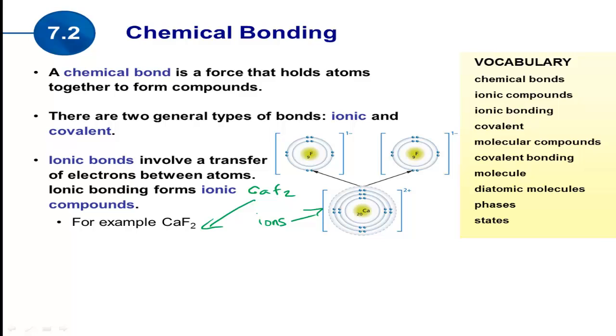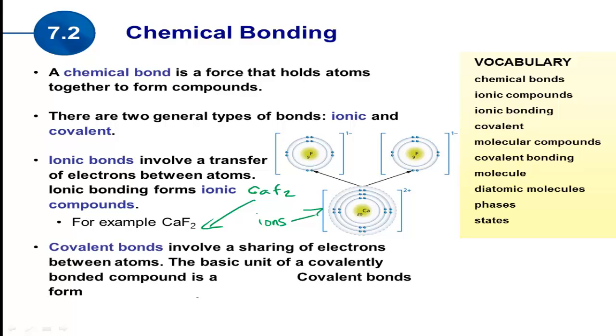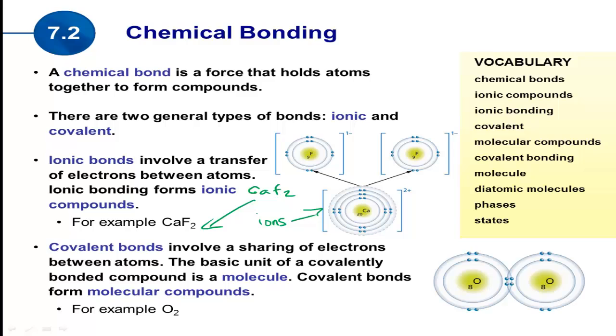On the other hand, a totally different type of bonding would be covalent bonding, which involves a sharing of electrons between atoms. The basic unit of a covalently bonded compound is a molecule. Covalent bonds form molecular compounds. Right. And an example of a molecular compound, probably something like oxygen. Notice oxygen is diatomic. What that really means is that in order for oxygen to be stable, notice it's got 2, 4, 6 electrons in its outer shell because it's atomic number 8.